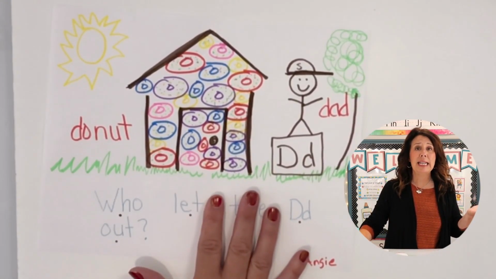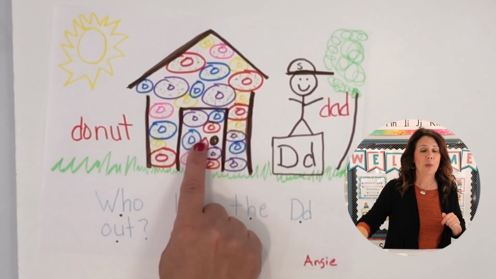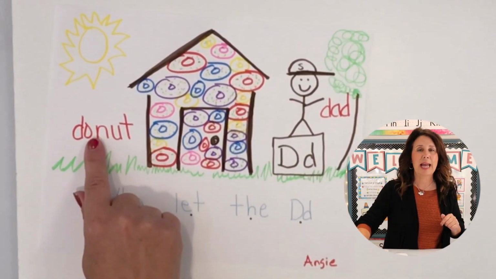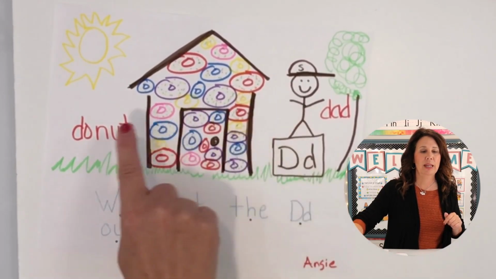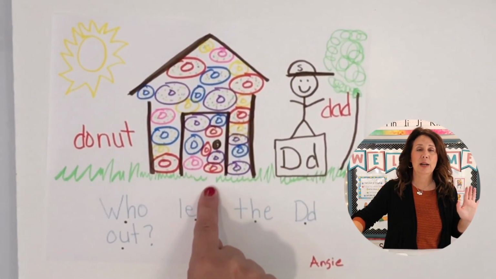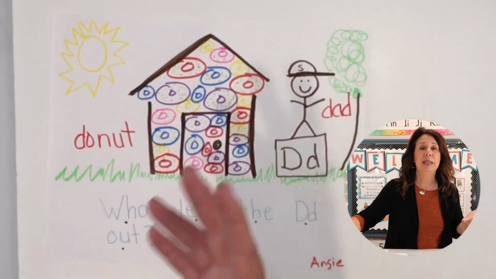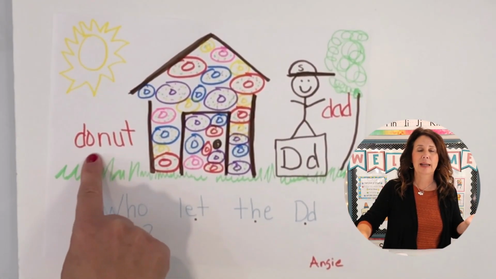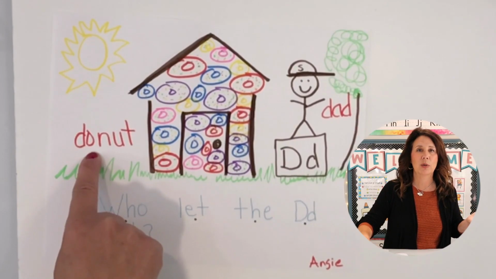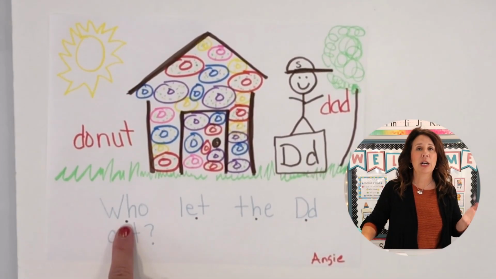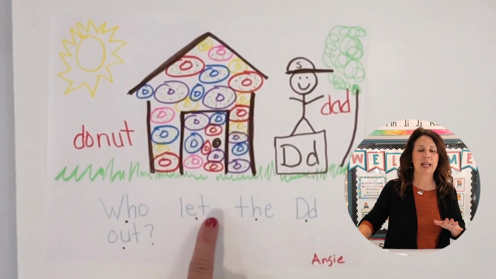So who let the D out? D, D, D. So they would write the D and figure out some words that start with D. And this song is, right, Who Let the Dogs Out? They had to draw a house, any house that they liked, and inside had to be something that began with their letter. So in this case, it's a donut, and there's a lot of different ways to spell donut. Who knew?